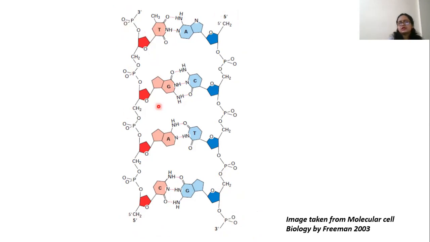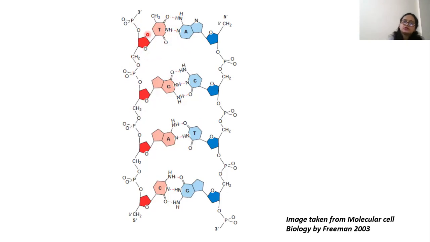So both the ends contain different functional groups, and the polarity of the two strands is opposite to each other. One is 5' to 3', while the other one is 3' to 5'. And these nucleotides are attached by the phosphodiester linkage. Now the nitrogenous bases are projecting towards the inside, while the sugar and phosphate are forming the backbone of the polynucleotide chain, or you can say the backbone of the DNA double helix.